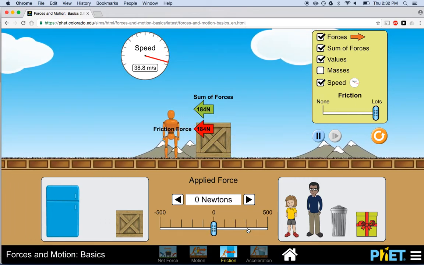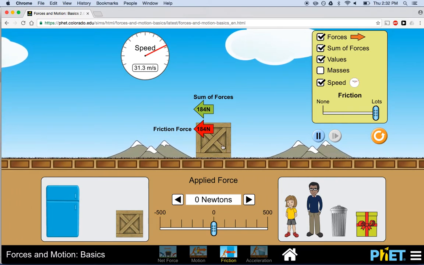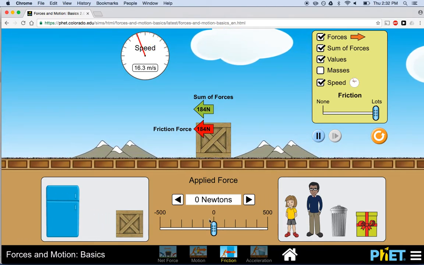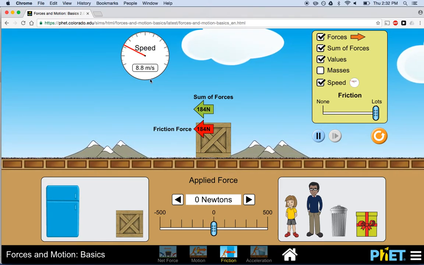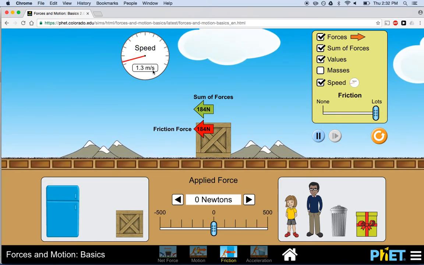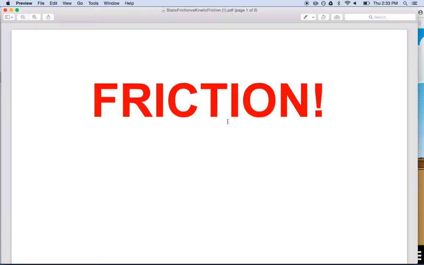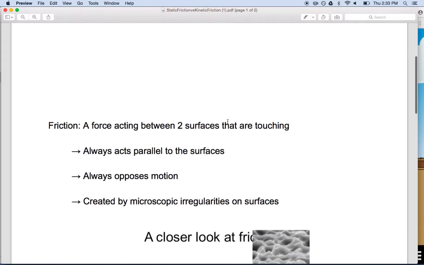So this is all acceleration, right? And now we're slowing down, slowing down, slowing down. Notice there's no applied force here, and we're just slowing down to a stop. There we go. Once again, notice when the box is not moving and I'm not pushing on it, there's no friction at all. So let's take a look at this other page over here where I have some definitions of friction and different types of friction.